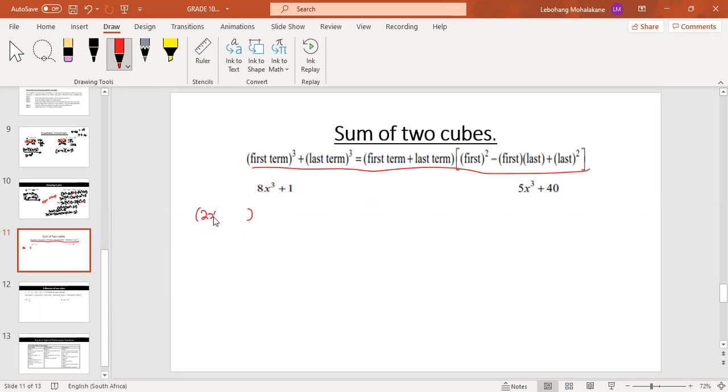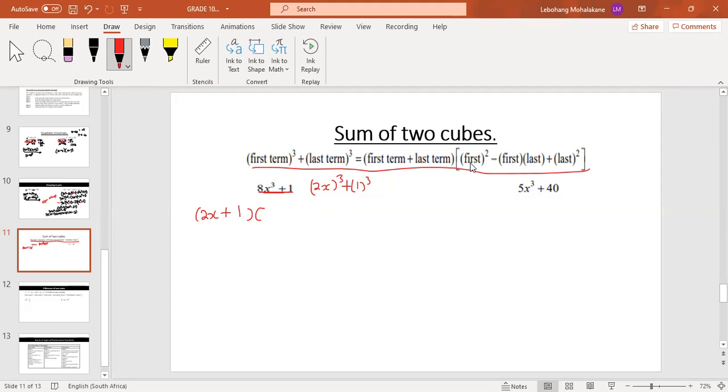So 2x plus 1. That is your first bracket. The second bracket is the first term squared. If we put this into this format just so it can be easy, you can say 2x, all cubed, plus 1 exponent 3. Then you would understand this more simply.